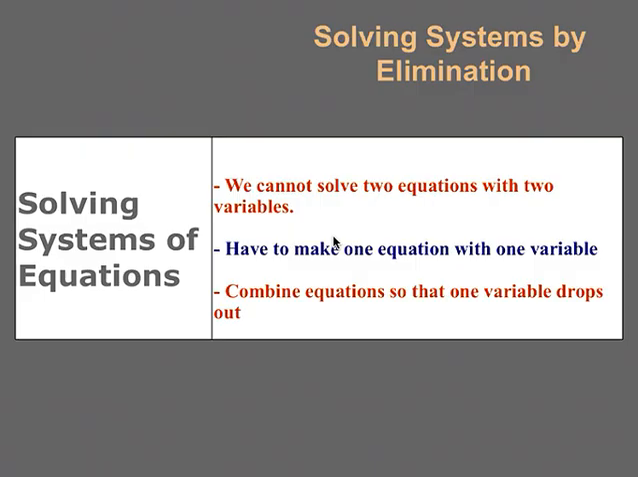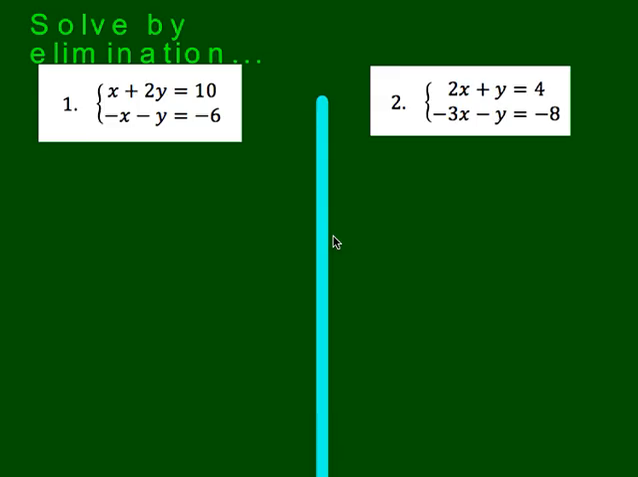So let's go ahead and take a look at number 2, or looking at what solving systems by elimination is. So I've already talked about that you can't solve two equations with two variables. So what we end up having to do is make one equation that has one variable in it. So what we do is we're going to combine the equations so that the variable drops. Right now that just seems like a bunch of mumbo jumbo. It's going to make a lot more sense when we get to the next one. So taking a look at number 1.